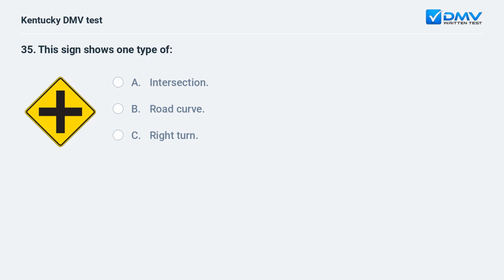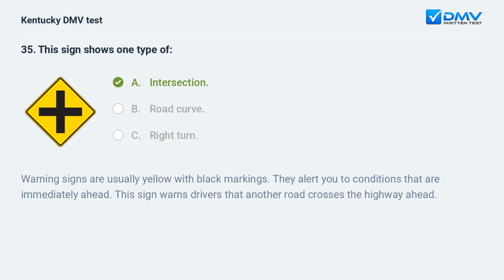This sign shows one type of A. intersection. B. Road curve. C. Right turn. A. Intersection.